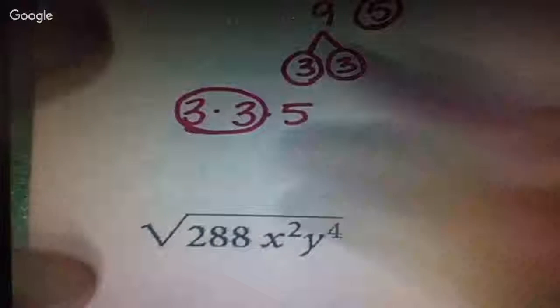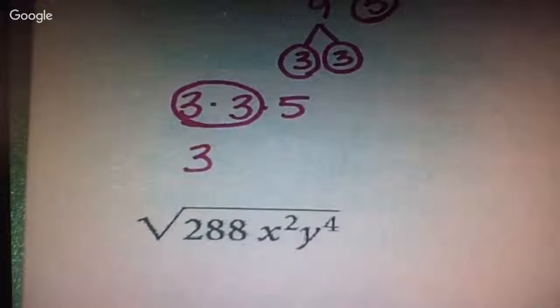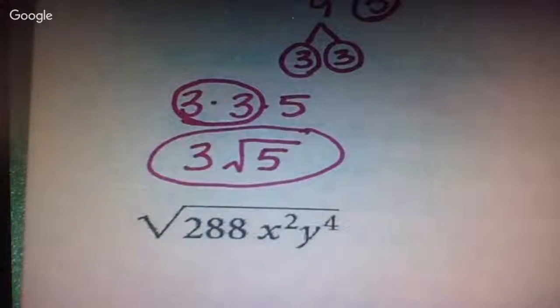Okay, so what I have circled comes out front. I've got 1 circled group of 3s, so I'm pulling 1 3 out front. Just 1. Your 5 is not circled, so that goes back underneath. And you're done.